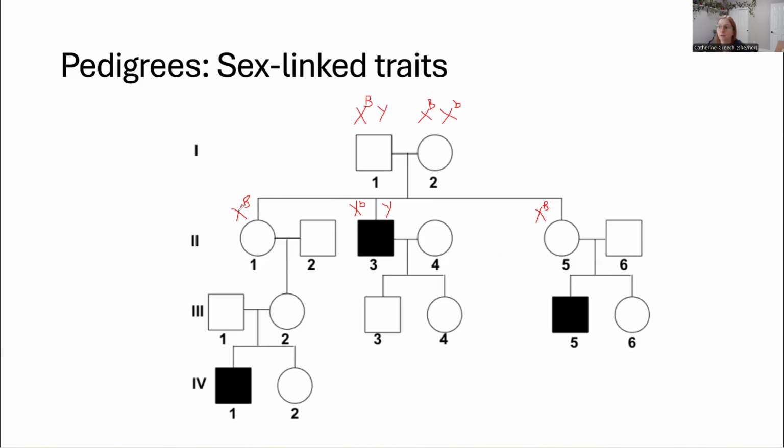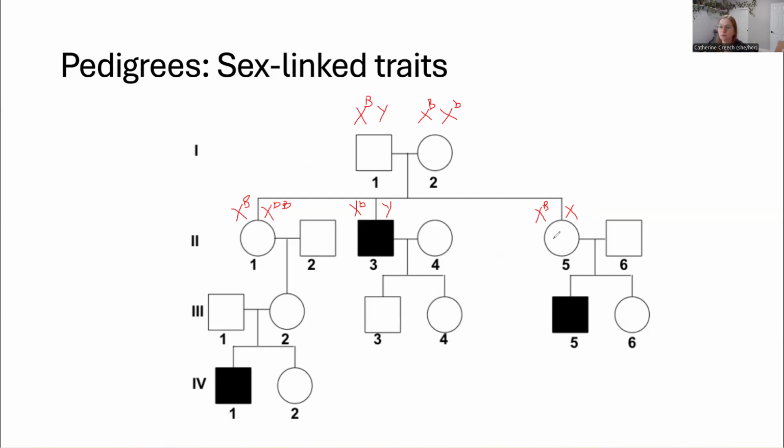Now, this individual here gets a second X allele, and that X allele could be big B or little b. We're not sure until we know later on whether or not this person has a colorblind child. Here, we can determine the genotype of this person based on their offspring.